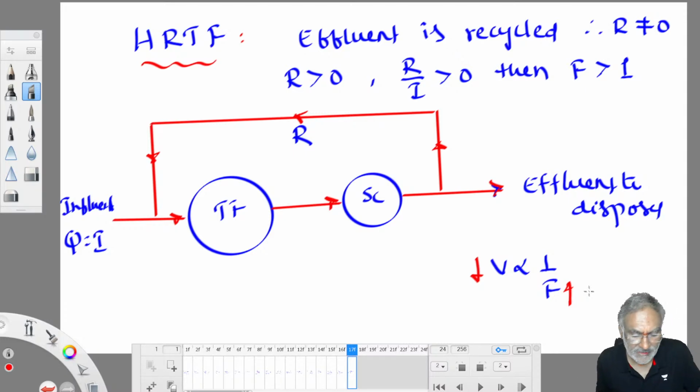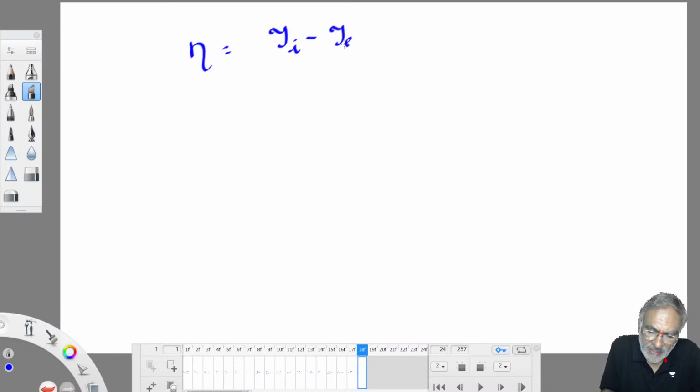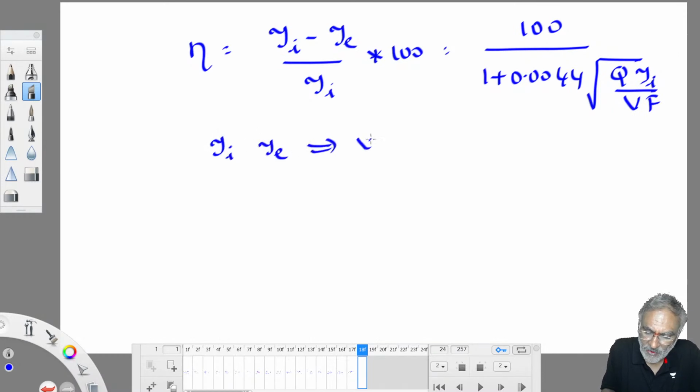Okay then, let us solve a few questions. This is also connected with the normal efficiency formula. The efficiency of a trickling filter is equal to influent BOD minus effluent BOD by influent BOD into 100. This is equated to the NRC equation: 100 by 1 plus 0.0044 into root of Q into Yi by V into F. They will give you, for a given influent and a given effluent, the volume of the trickling filter. For a given volume and influent, what is the effluent produced by the trickling filter? Questions like that they will ask.